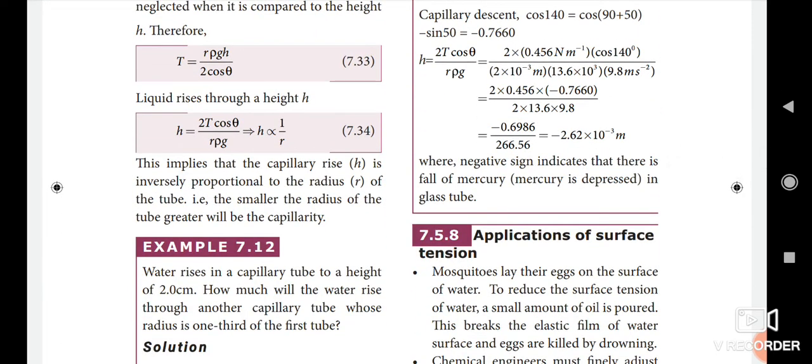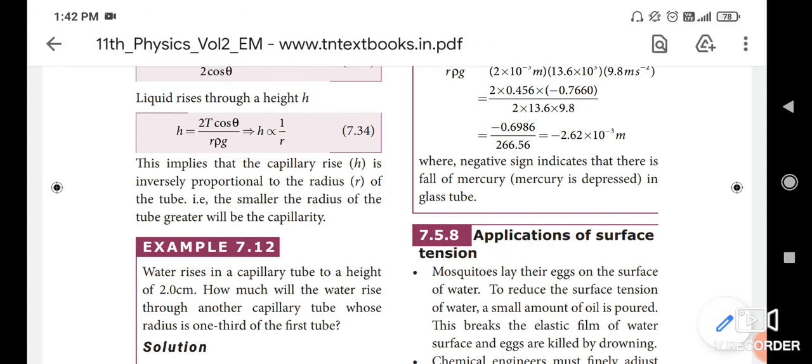Now the liquid rises through a height h. We have to find the height value, so I take this height to this side. Height to this side means this equation 7.33 will change into its reciprocal. So the numerator term comes to the denominator and the denominator term comes to the numerator. So h is equal to 2T cos theta upon r rho g. Have you all understood?